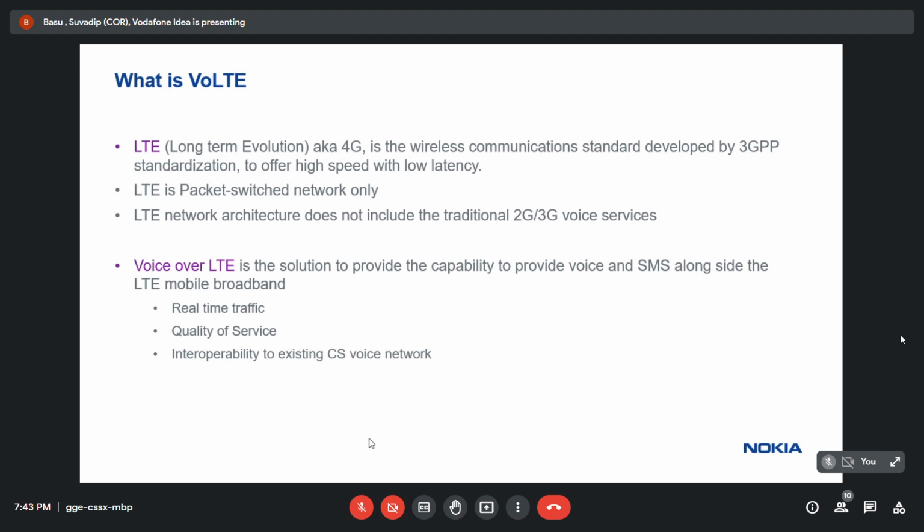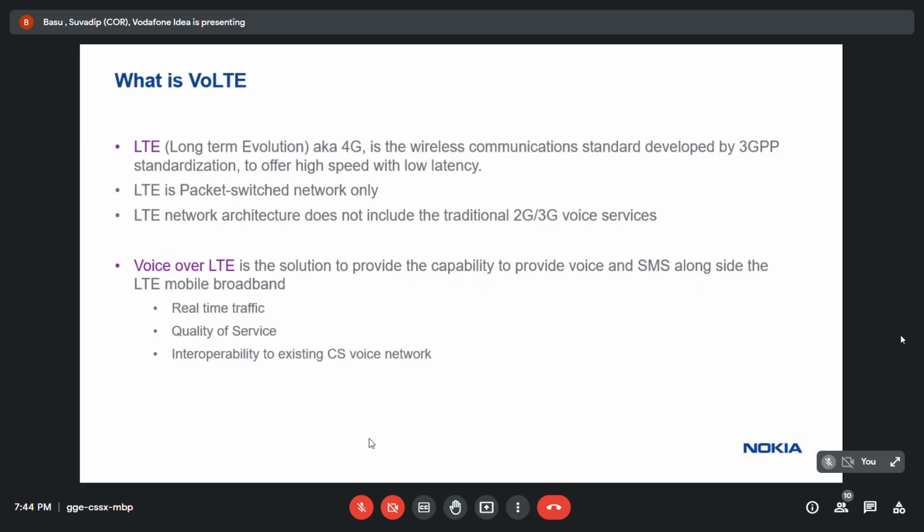Number one, it has to have real-time traffic. Okay, real-time traffic means, as I was telling in one of the sessions, that in the IN system what happens is real-time charging. It means you are making a call and immediately your balance is getting deducted. So VoLTE has to be able to support that real-time scenario. That is number one.